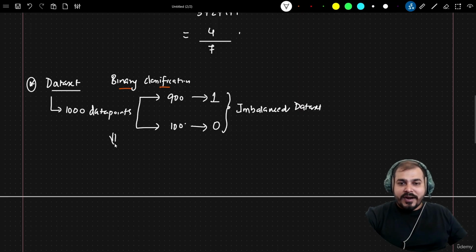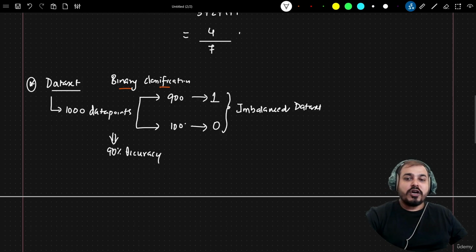Then if you try to calculate, we'll be getting 90% accuracy. But in reality, it is not true. In an imbalanced data set, it can give you a completely biased result. So in order to fix this, we will try to use something called precision and recall.